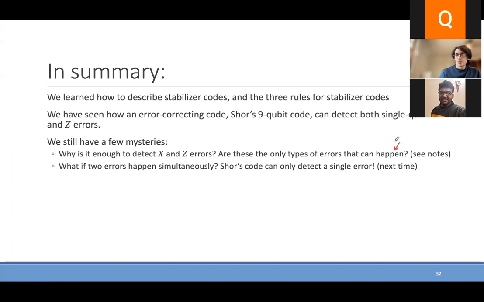So what are other types of errors? Somebody asked in the chat. We could have a Y error. We could have a small rotation about the Z axis. We could have a small rotation about the X axis. We could have an erroneous Hadamard operator. We could have an erroneous S operator. In general, we could have any unitary operator accidentally applied to a qubit. And we've only shown that we can detect an X error accidentally applied or a Z error accidentally applied. But there's a whole continuum, like basically any rotation on the Bloch sphere could be accidentally applied. And we've only shown that we can correct a 180-degree rotation about the z-axis and a 180-degree rotation about the x-axis.